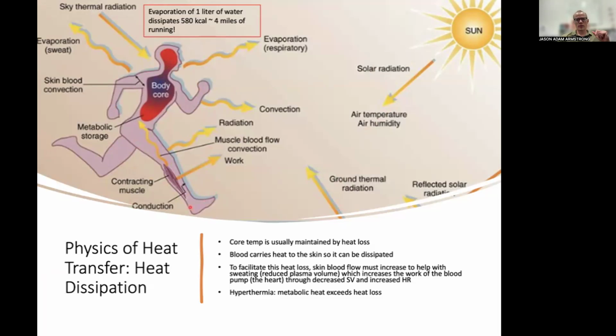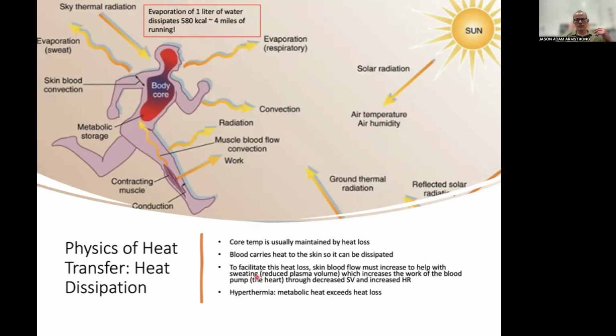And the primary way in which we lose or in which we reduce core body temperature is through evaporation. A little bit through respiratory evaporation, primarily through sweating, though. So evaporation of 1 liter of water dissipates about 580 calories, which is equivalent to about 4 miles of running. So if I can lose a liter of water in a 4 mile run, I should be able to maintain roughly my same core body temperature.